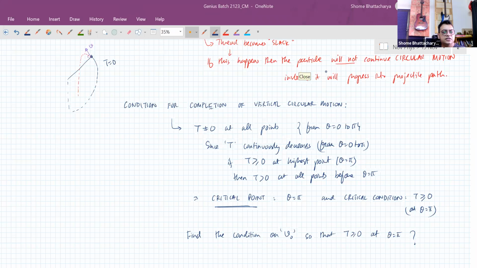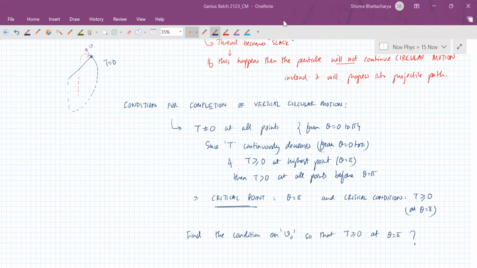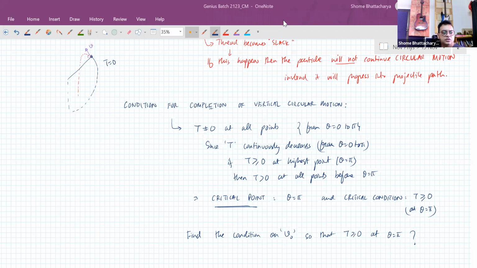Yeah, Janvi, that is a condition for V at the highest point. That's correct. So now you back calculate what is the condition on V0 at the lowest point so that happens. What you calculated is correct. So V at the highest point should be at least that much. For greater than equal to 0 tension, V at the highest point should be greater than equal to the value. So from that you can back calculate what is the minimum velocity required at the lowest point V0.